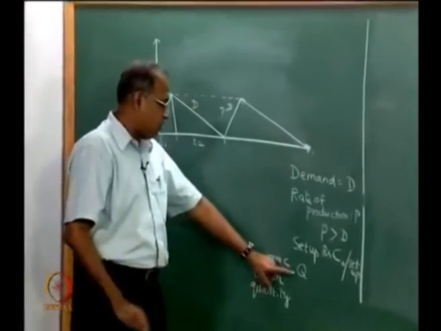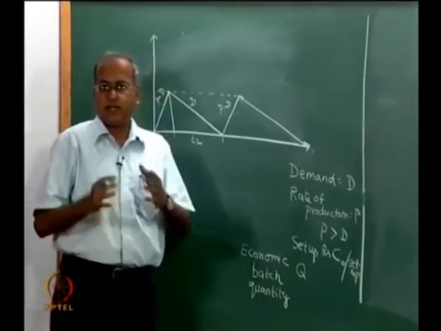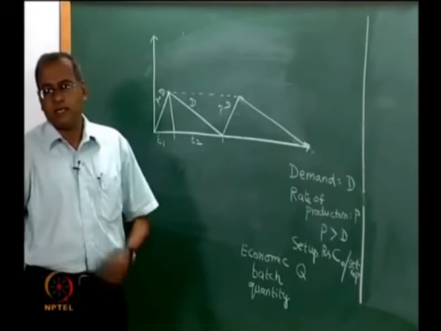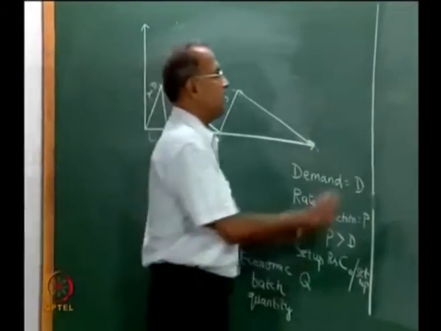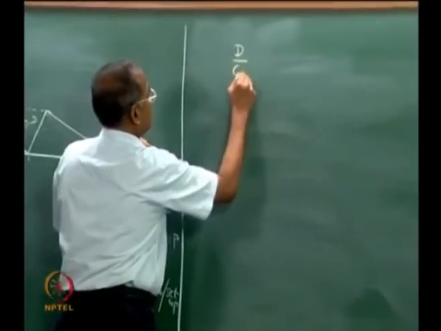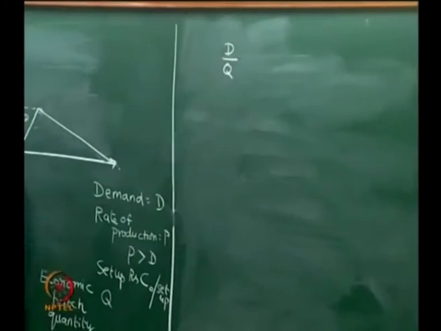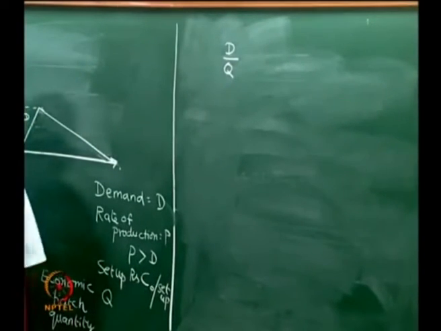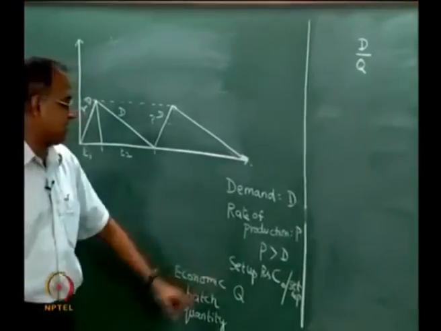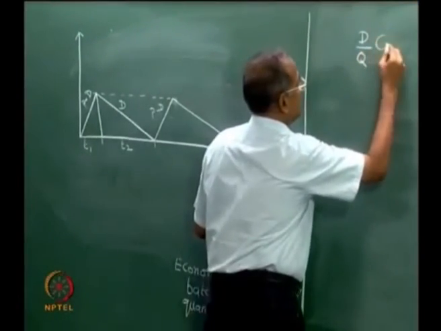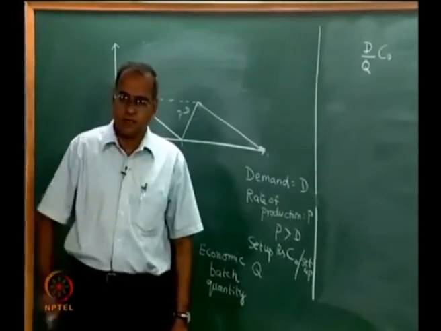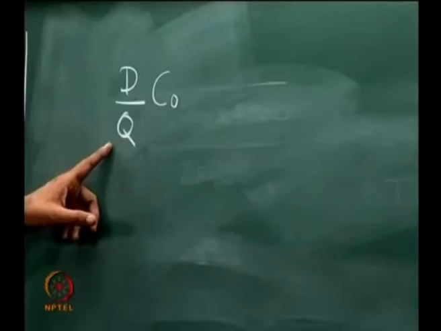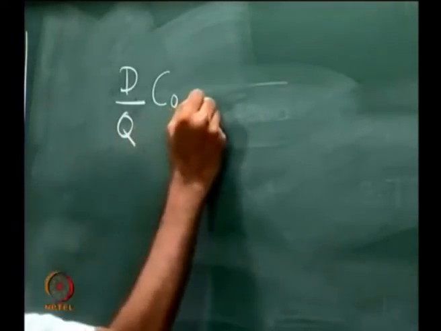Now let us assume that we produce a quantity Q every time we set up this machine. The annual demand is D, therefore the number of times we set up this machine will be D by Q, or the number of batches we produce would be D by Q. Every time we set up, we incur a setup cost of C0, so we incur a cost of D by Q into C0, which is a very familiar term which we have used earlier.